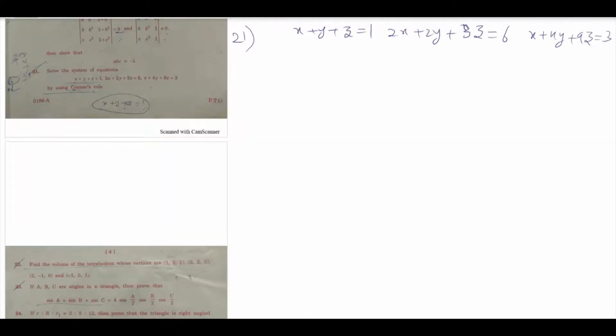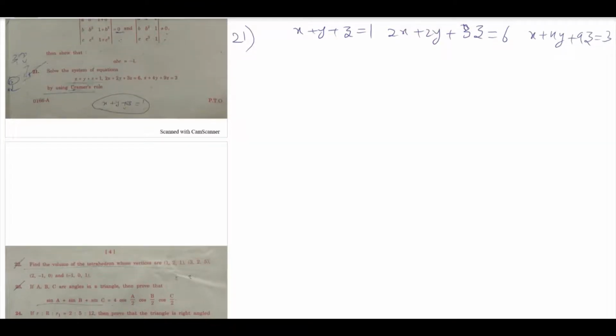21st question. Solve the system of equations using Cramer's rule. So given x plus y plus z equals 1, 2x plus 2y plus 3z equals 6, and x plus 4y plus 9z equals 3. These three are the given system of equations.